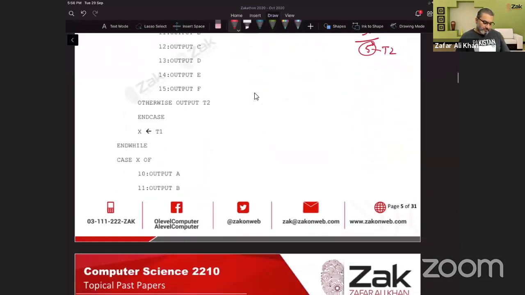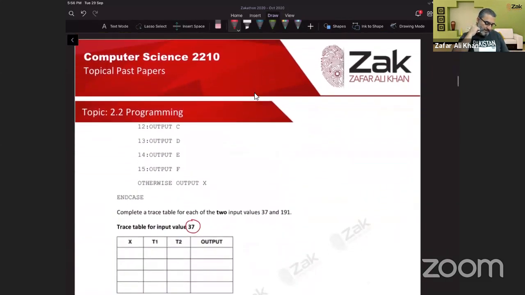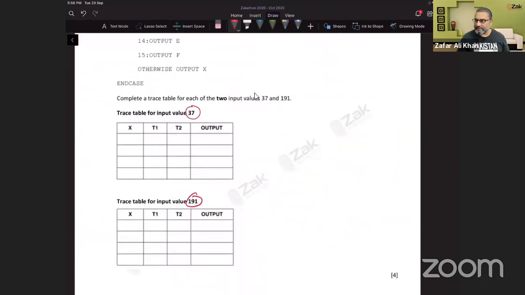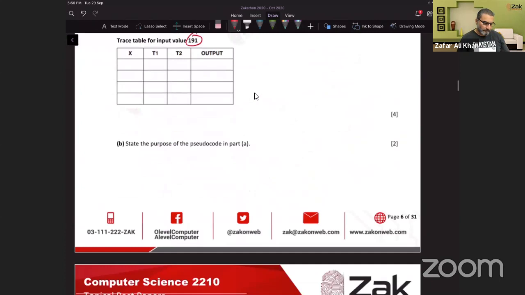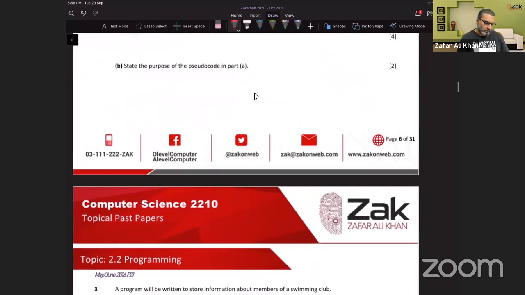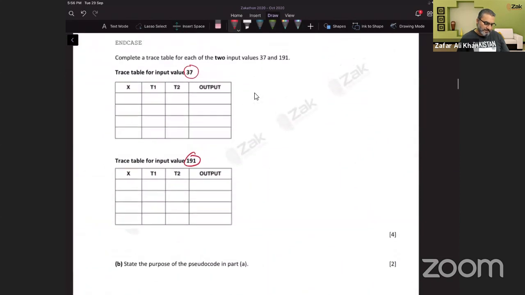All right, so that's about it. Now it says that trace table for 191. So you do it yourself, okay? State the purpose of the pseudocode in part A. Now this is very important.